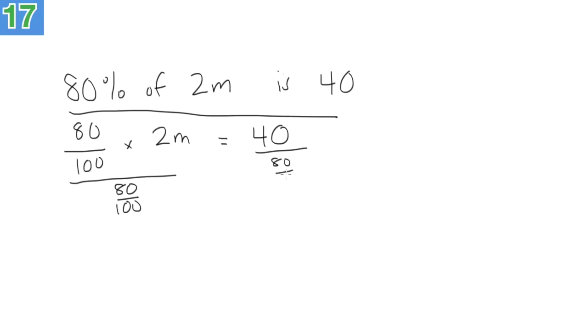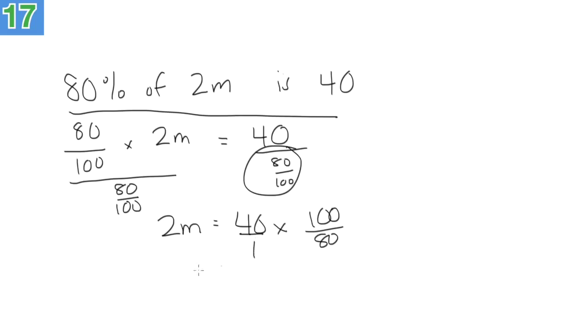You might do this a different way if you're very familiar with dealing with fractions, but when you divide by a fraction, that's the same as multiplying by the reciprocal of that fraction. Reciprocal meaning you flip them. You put the 100 on top, the 80 on the bottom. So instead of dividing, it's the same thing as multiplying by the reciprocal, which is what we're doing here. 2m equals. Now let's go straight across.